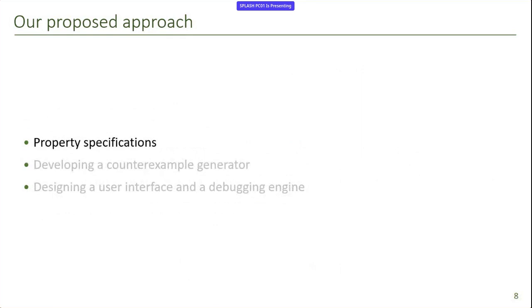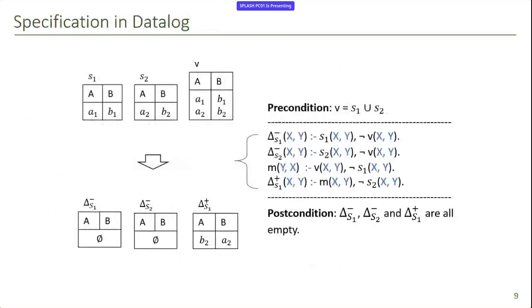So first, let me introduce how we can specify properties for the Datalog program. First, we need a language for that property specification, right? So the thing here is we can still use the Datalog language for specifying properties, or specifying the precondition and postcondition of the input and output of the Datalog program.